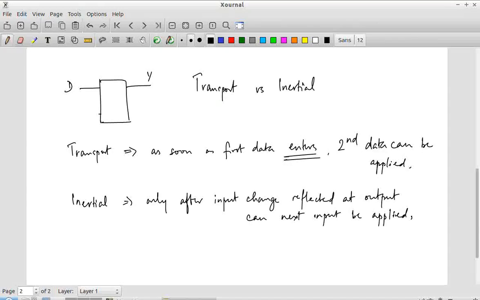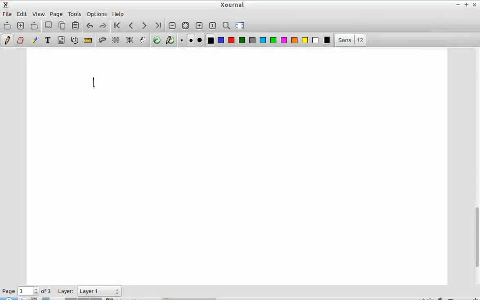In the same way, I might have a gate with an inertial delay of 5 nanoseconds. But it turns out that I can actually apply the next input even after 4 nanoseconds. And it will faithfully show up at the output. Okay. So it's not like there's a hard and fast difference between what is inertial delay, what is transport delay. These are models that we use in order to make our understanding of these systems simpler. Okay?